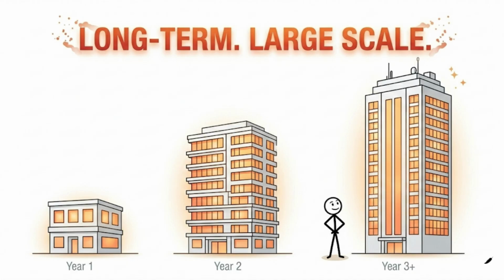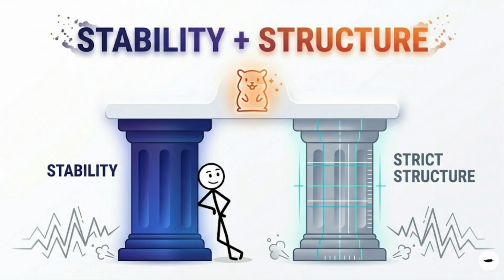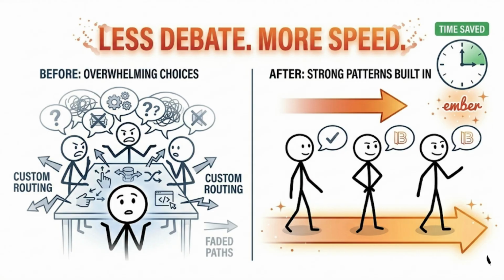It became popular for large long-term apps. What made it different was stability and strict structure. Teams could work faster because fewer architectural decisions had to be argued over.